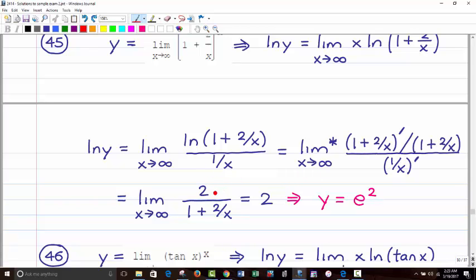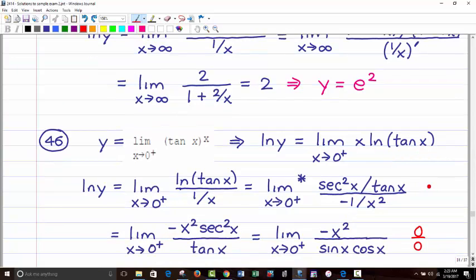So I have 2 over 1 plus 2 over x, put in infinity. 1 plus 0 gives us 1. 2 over 1 is 2. And therefore, the answer is not 2 to the final problem. It just means ln of y is 2. Therefore, y would be e to the 2.